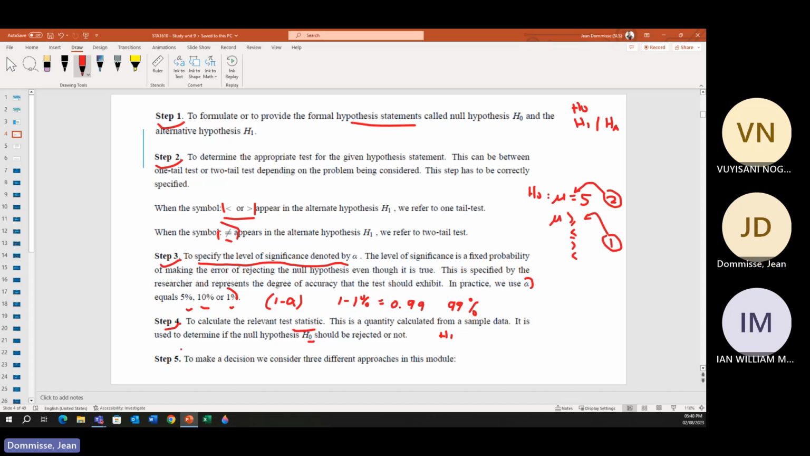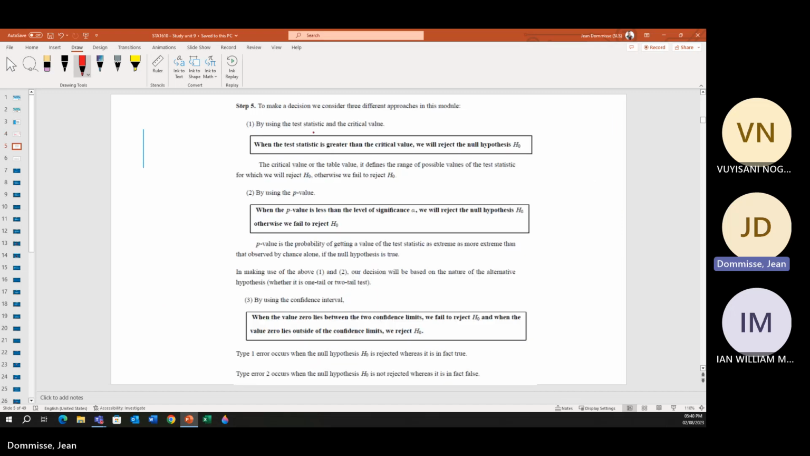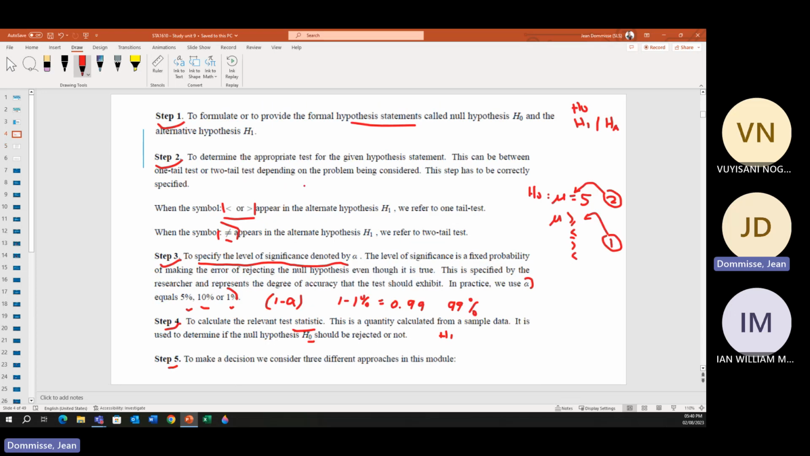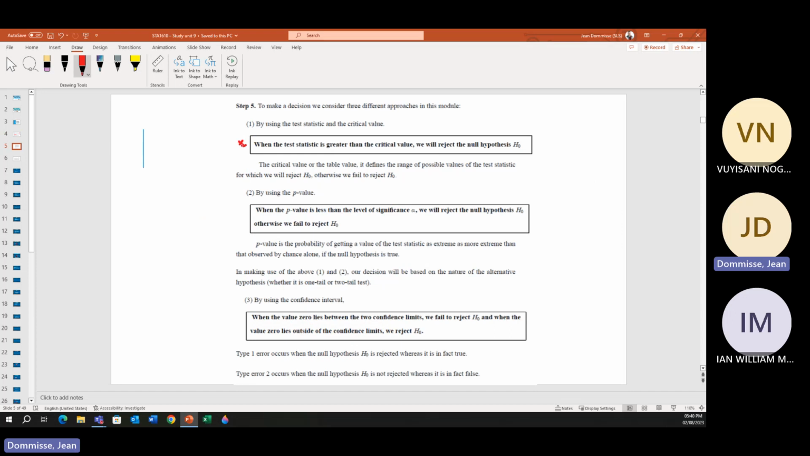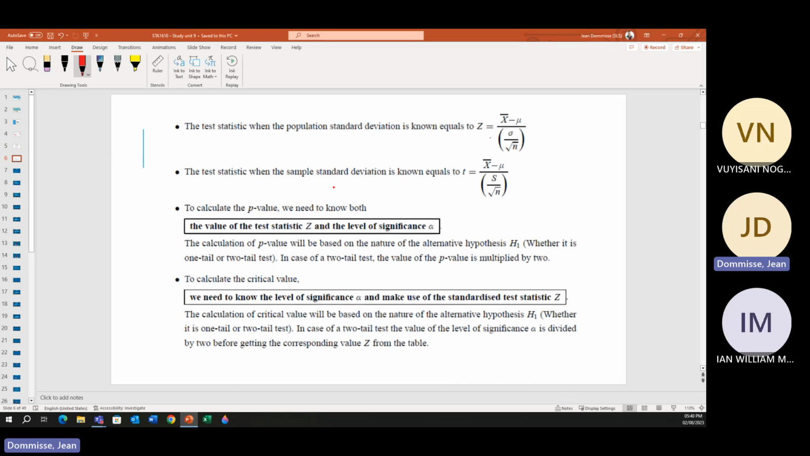Okay, and then step 5 is basically the rejections or not. So in step 5, depending on what we are using, we're going to make the decision. So if we've calculated the critical value, or if we're using a p-value, or if we're using a confidence interval. But again, we'll get to that when we go through some of the questions.